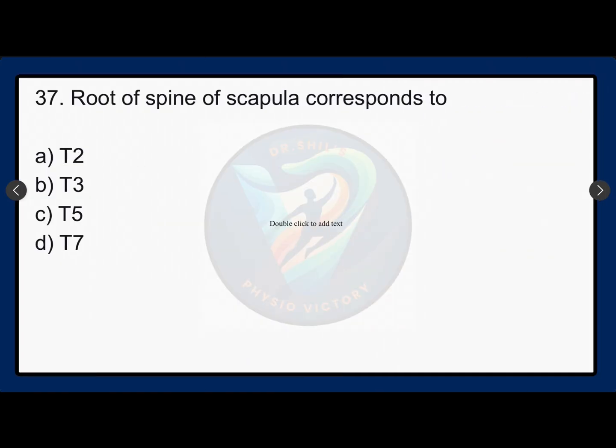Next question, question number 37. Root of spine of scapula corresponds to which level? Option A, T2 level, option B, T3 level, option C, T5 level, and option D, T7 level. Here the correct answer is option B, T3 level corresponds to the root of spine of scapula.